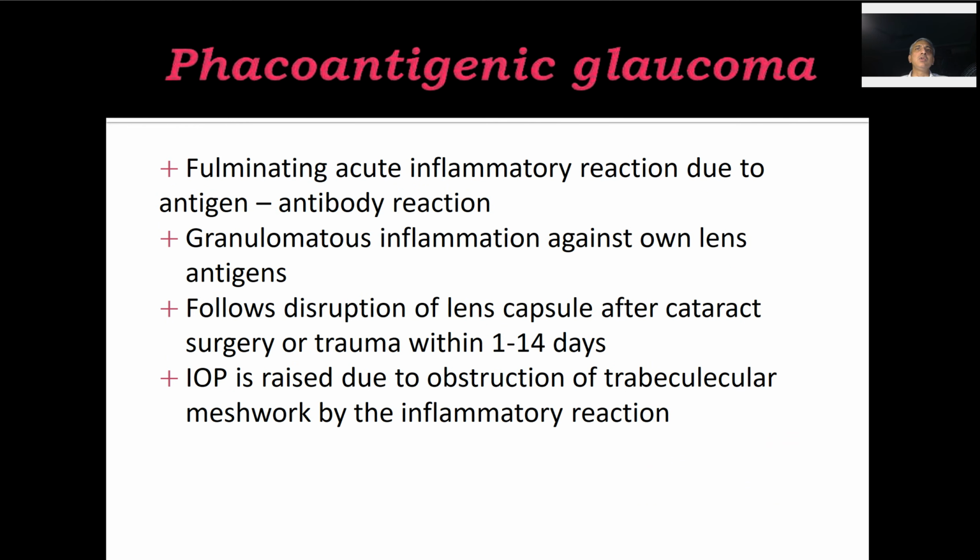Then we have another entity which is called phacoantigenic glaucoma. It's a fulminating acute inflammatory reaction to an antigen-antibody reaction. There is a granulomatous inflammation against one's own proteins and follows disruption of lens capsule after cataract surgery or trauma within 1 to 14 days. So it's a type 4 reaction. So IOP is raised due to obstruction of trabecular meshwork by the inflammatory reaction.